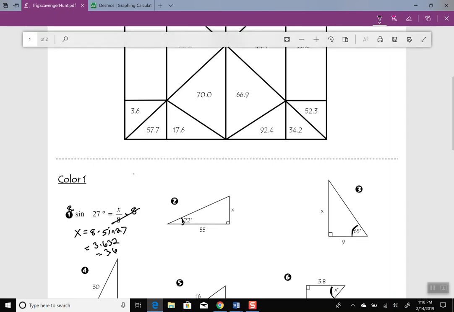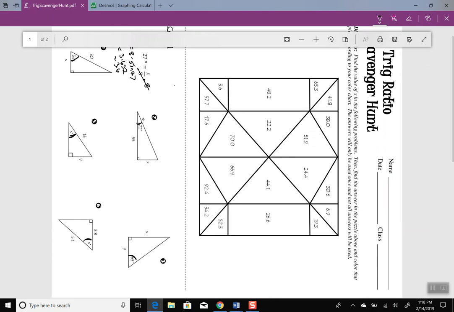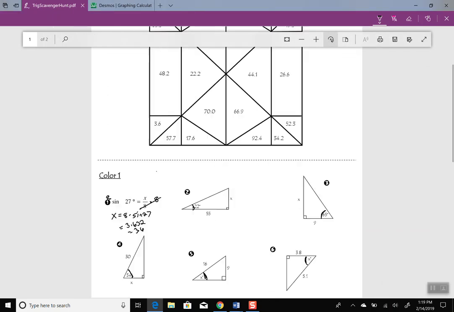Number 2, here's my angle. Again, you can always label the hypotenuse. It's opposite the 90 degrees, that diagonal. If you can't necessarily tell the diagonal, you can rotate your paper to make sure that you can clearly tell. So if I rotate this right now, I can clearly see, yes, here is my diagonal. So opposite the 90 is the hypotenuse.